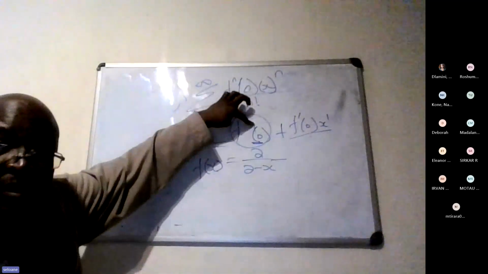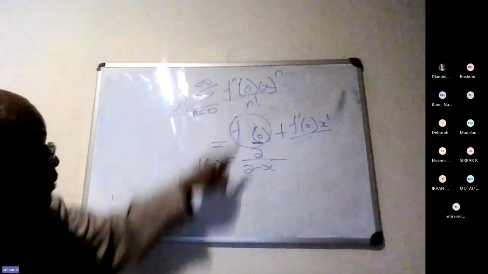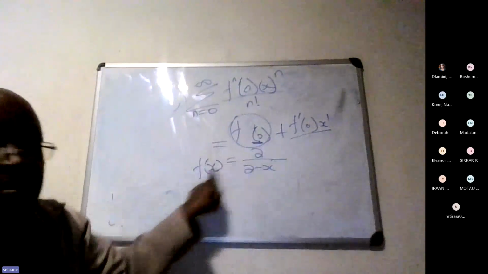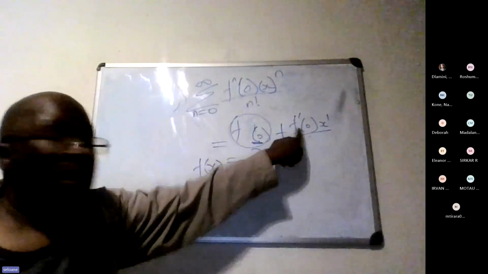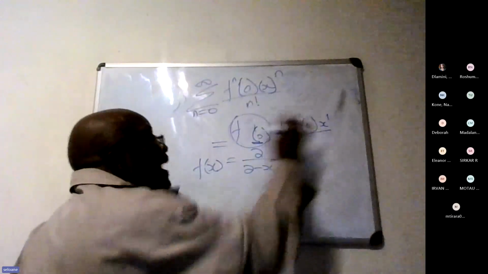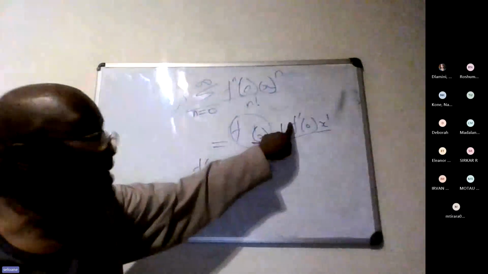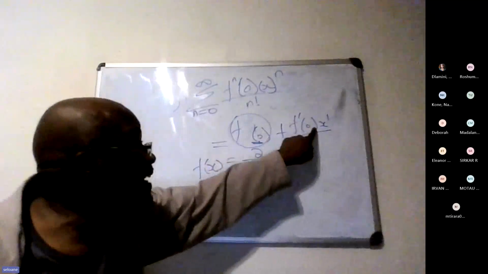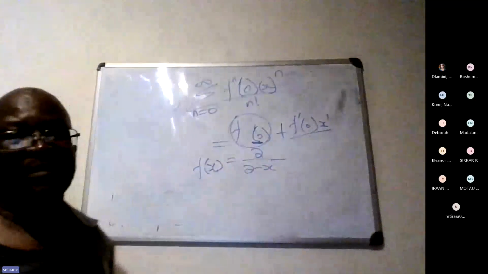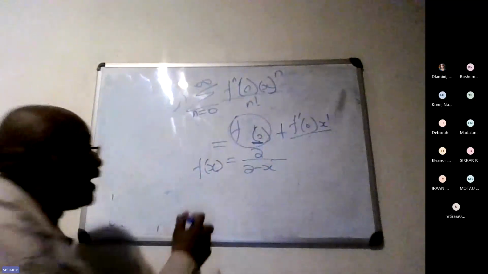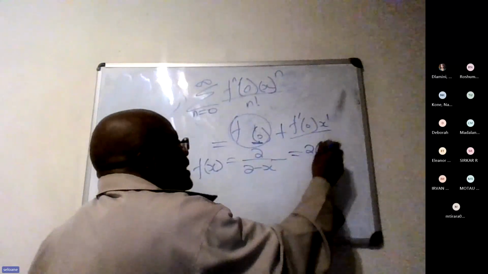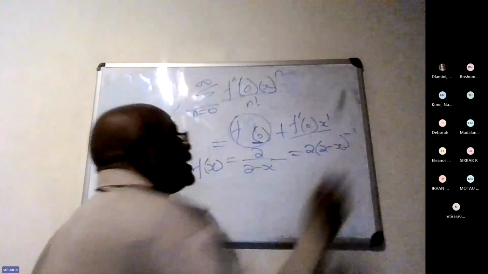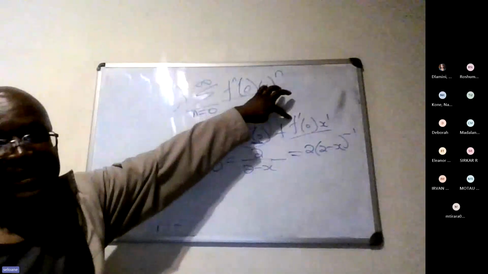Now, what is f of 0? You just simply replace x here by 0. Then what about this one? You have to find f prime of x first, because it's the derivative of f evaluated at 0, then multiplied by x. This is f of x. You find its derivative. Before you find it, you can just rewrite it like this. Then from there, you differentiate it.